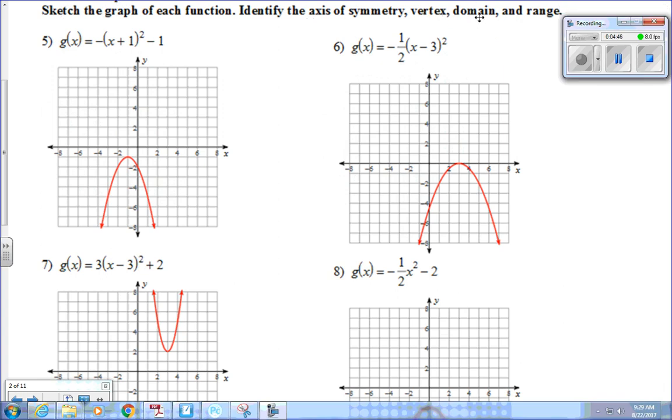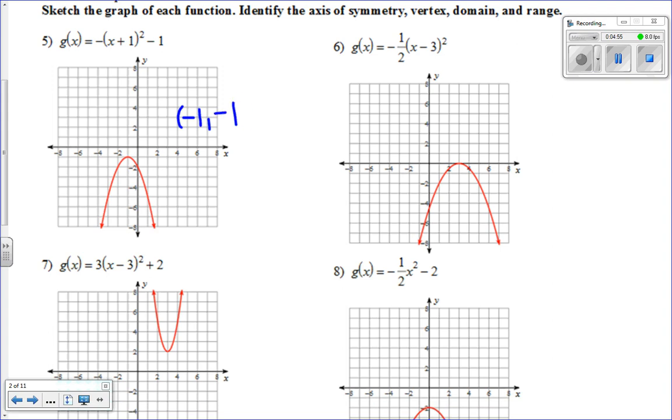Your domain on every single problem is from negative infinity to positive infinity. Okay, on this problem, on number 5, my vertex is at negative 1, negative 1. My axis of symmetry is at x equals negative 1, and my range is from negative infinity up to negative 1.